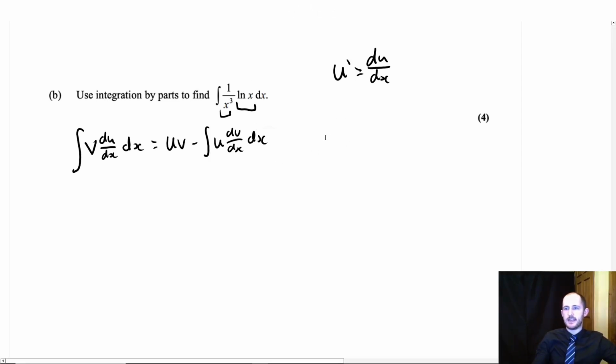So for example, if you had e to the x multiplied by e to the x squared, and you try to do it by parts, it's impossible. It just goes on forever and ever, right? Because e to the x stays the same.